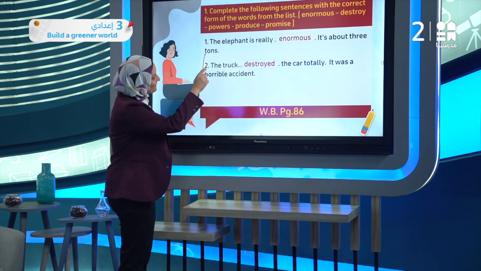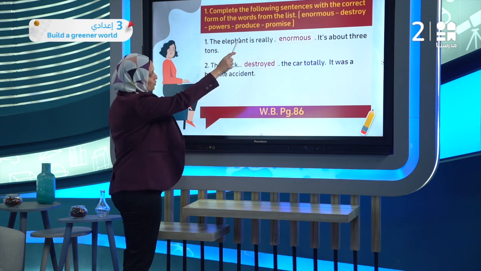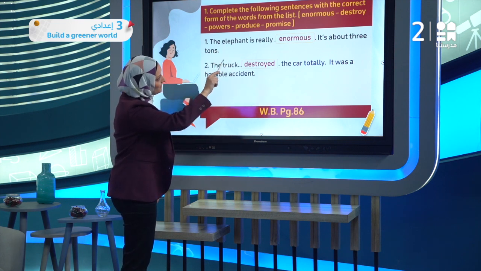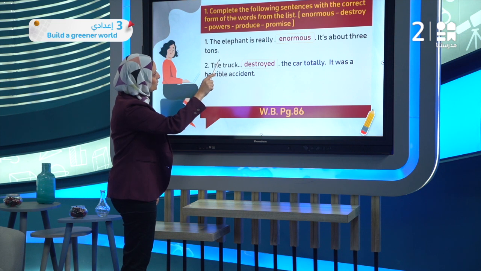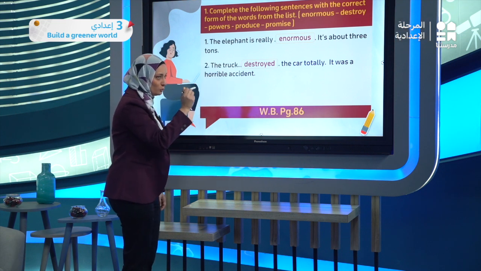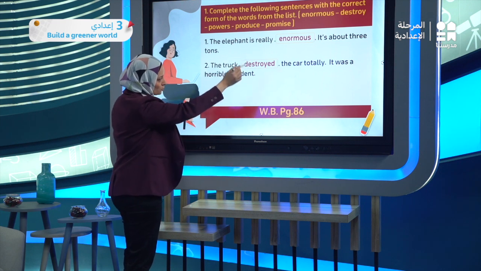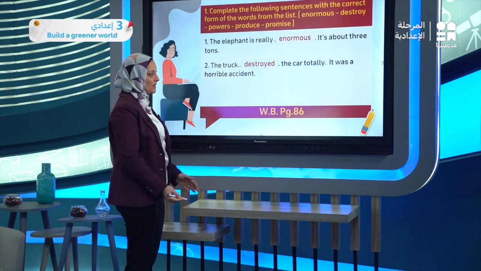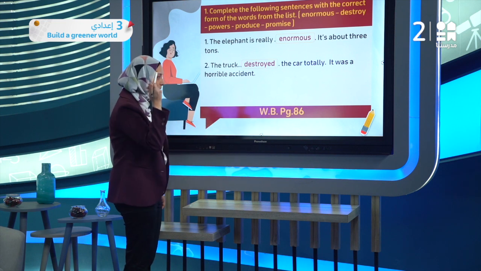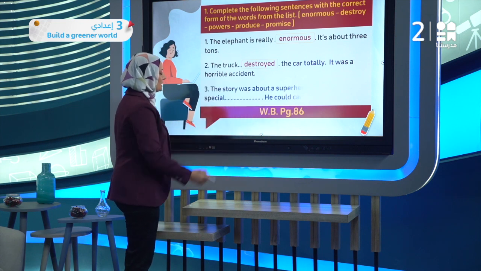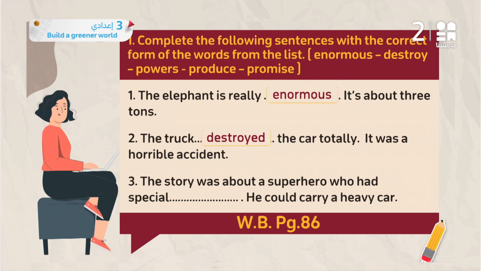We have to notice in the instructions that it says to choose the word with the correct form. The word may not be in the right tense, like in this example. I have destroy, but here I need to use it in the past, so it will be destroyed, because it was a horrible accident. Number 3, the story was about a superhero who had special powers. He could carry a heavy car.